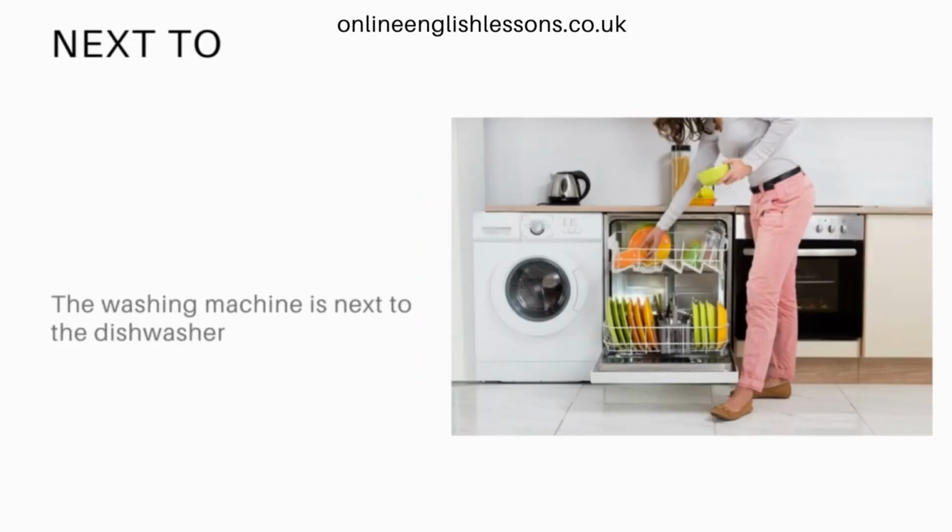Now we have next to. In this picture, the washing machine is next to the dishwasher. These two items are side by side. The washing machine on the left and the dishwasher next to it on the right.